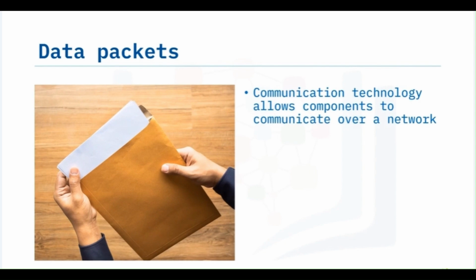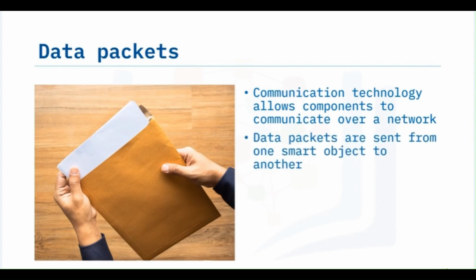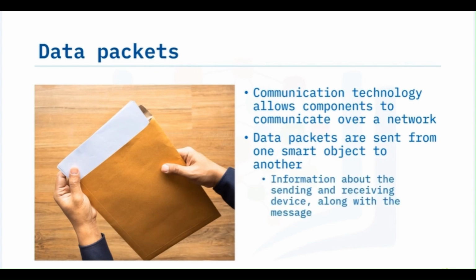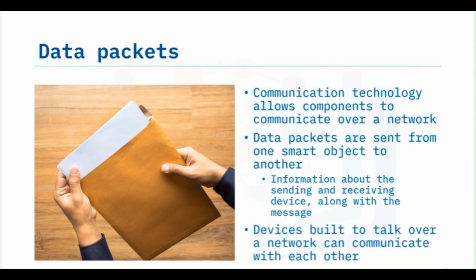Communication technology allows components to communicate over a network by converting information into data packets that are sent from one smart object to another in dialogue. Like papers in an envelope, each data packet contains information about the sending and receiving device, along with the message that needs to be transmitted. This ensures that only the designated device receives the information. As such, devices built to talk over a network can communicate with each other.